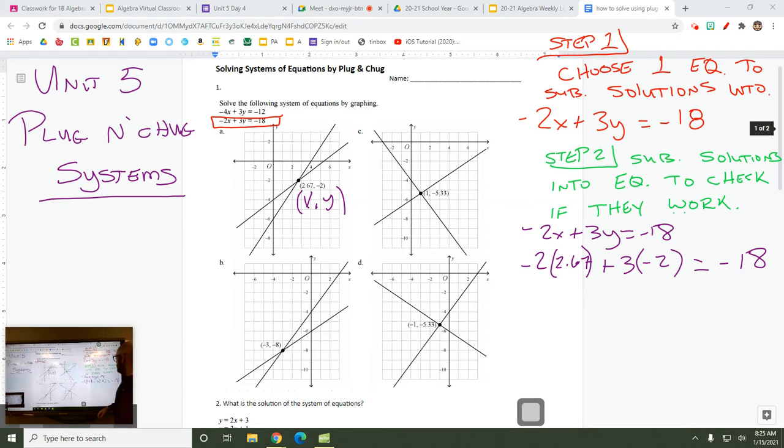So -2 times 2.67, I'm going to do that real quick right here on my phone because it's going to erase all my stuff if I try to do another way. 2.67 times -2 is -5.34 plus, well, we ain't going to put plus. I almost broke my own rule there. 3 times -2 is -6. Use your sign to determine your operation. Equals -18. Now, I'm no genius, but if I add that up, it's not anywhere close to -18. Because -5 and -6 is -11, and that's like 0.34. So this one definitely does not work. So it can't be A.